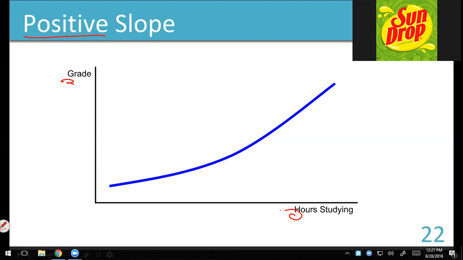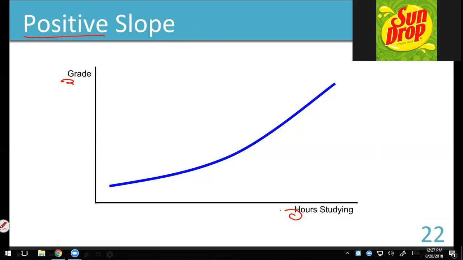If you do that rise over run thing, y'all remember, you're going to end up with a positive number, not a negative number. If we're talking golf scores, do you want a high score in golf or a low score in golf? You want a low score in golf, right? So you would want a negative slope, but that's a positive thing, right? The more you practice, the lower your score gets, right? So this isn't a value judgment. This is just pure mathematics.